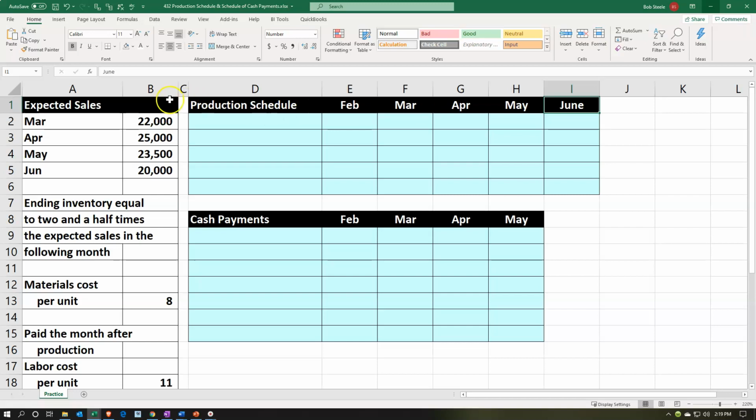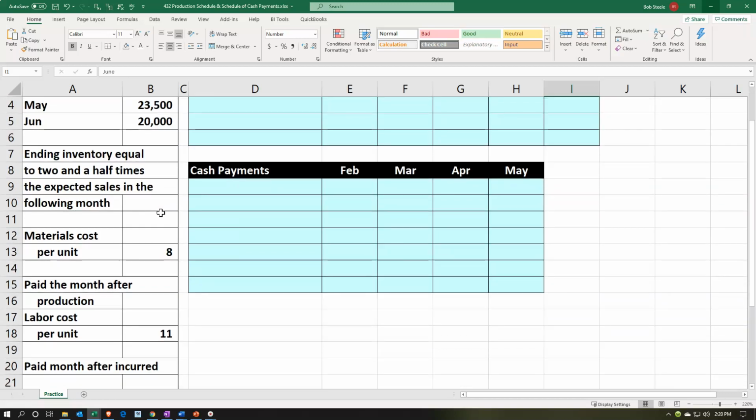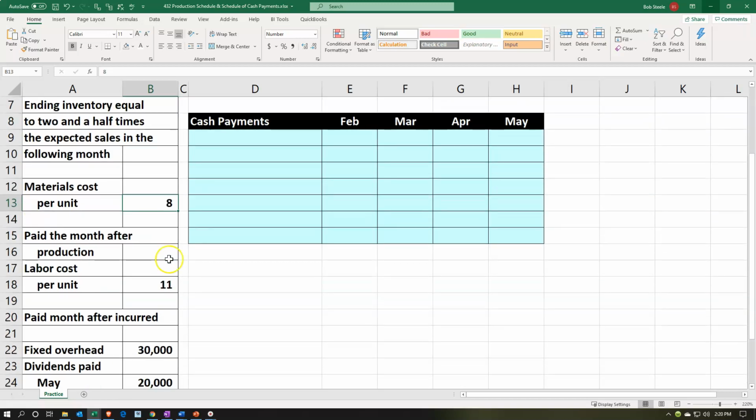So we have the expected sales for March, April, May, and June. Then we have the ending inventory equal to 2.5 times the expected sales in the following month. We have the materials cost per unit is going to be 8. And then we have the paid the month after the production. So we're going to pay for the materials, in other words, the month after the use or the purchase of the material after the production.